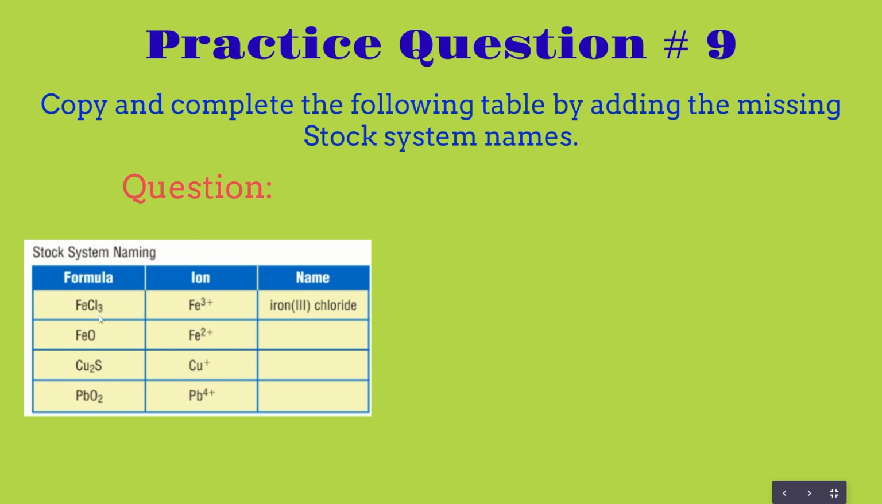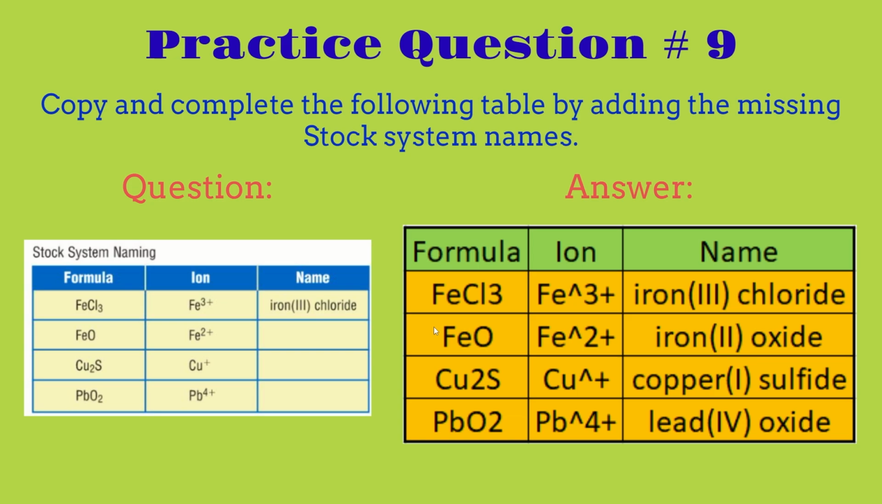If we look at the next one, we have FeO. In this case, Fe2+ is our ion, we have a 2+ ion for iron. So in this case, we're going to have iron 2, and that symbolizes the ion of Fe2+. Once we combine this ion of Fe2+ with oxygen, we're going to get an oxide. So we're going to have iron 2 oxide. Let's look at the answer. As we can see here, we have the formula as FeO, the ion Fe2+, and for the name we have iron 2 oxide.